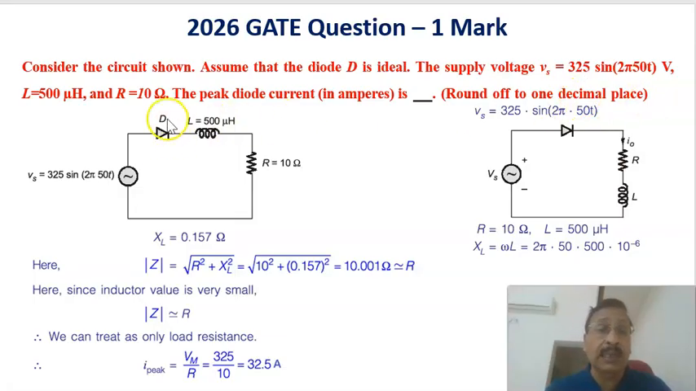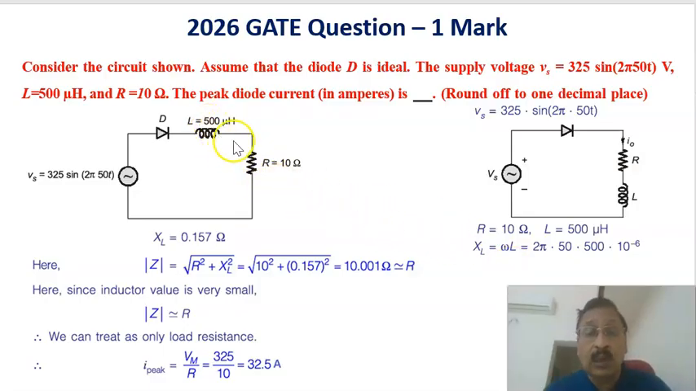Therefore what is the peak current through the diode? This is the circuit in which the voltage source is 325 sine 2 pi into 50 into t, and the inductance value and the resistance value are given. Therefore the circuit is like this one, and first we have to calculate the current during the positive half cycle, when of course the diode will be conducting. For that we have to calculate the impedance. Resistance is there, the inductance is there.